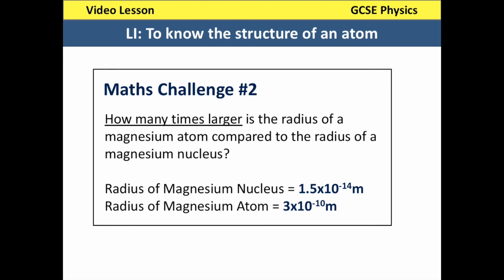So, to work out how many times greater the radius of the atom is, you would actually do the radius of the atom divided by the radius of the nucleus to find out what you would need to times the nucleus by to get to the value of the atom. So into your calculator you will put 3 times 10 to the minus 10 divided by 1.5 times 10 to the minus 14, which will give you an answer of 5,000. So we can say that in this instance, the radius of the atom is 5,000 times larger than the radius of the magnesium nucleus.